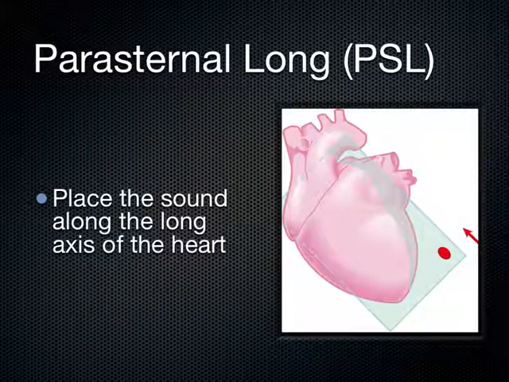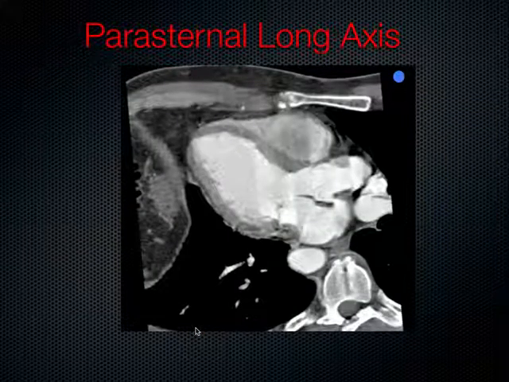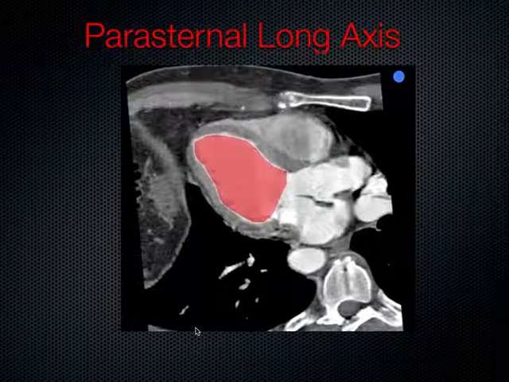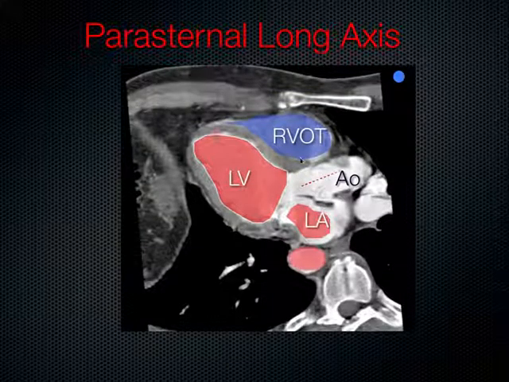So parasternal long, we've got the indicator down towards the patient's left elbow or left hip. As you can see here, if the arm is akimbo, it's going to be the elbow. But if the arm, for some reason, is above their head, think about the left hip. That's the indicator direction. And the structures that you see on that parasternal long axis, you get to see the left ventricle, the left atrium, and the right ventricular outflow tract, and this is the aortic outflow tract seen here.